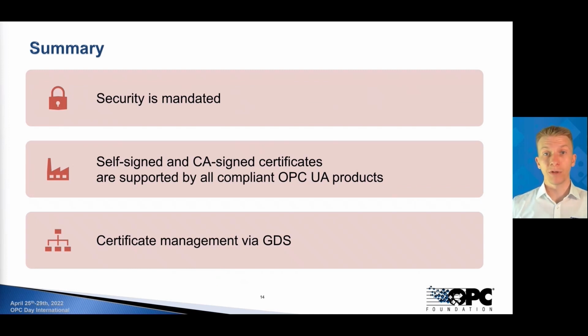The certificate management via this GDS is very simple and easy because that really eases the maintenance quite a lot. With having all the different structures like self-signed and certificate authorities, you can have a big number of different scenarios covered. And the important thing to state here is that support for both self-signed certificates as well as CAs is required and therefore supported by all compliant OPC UA products.